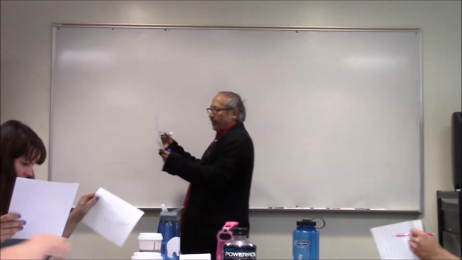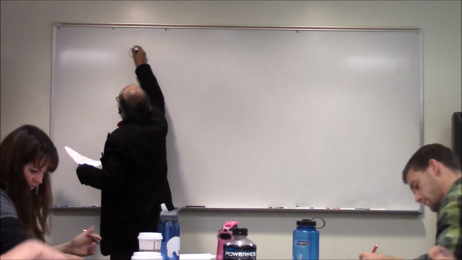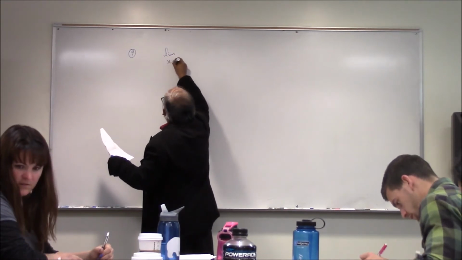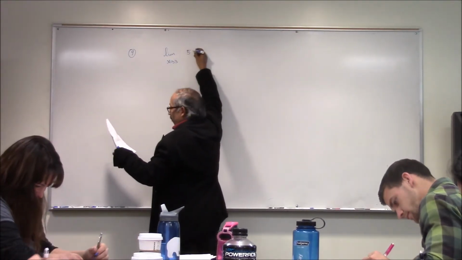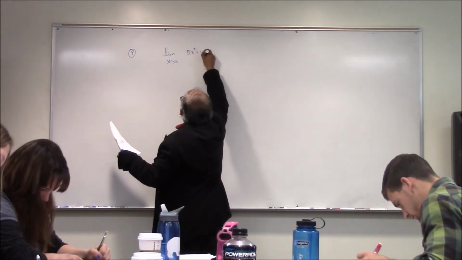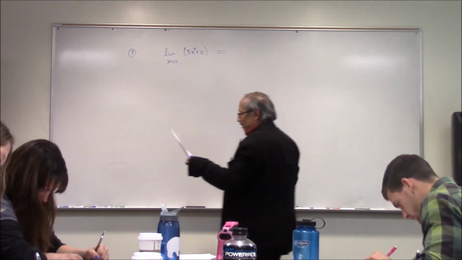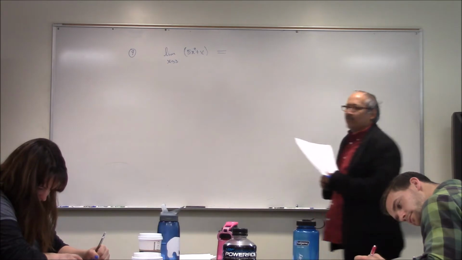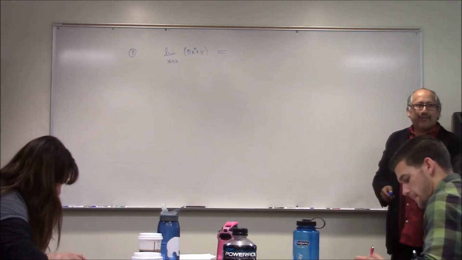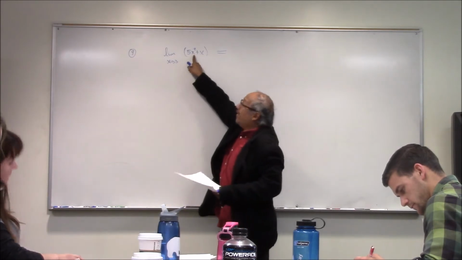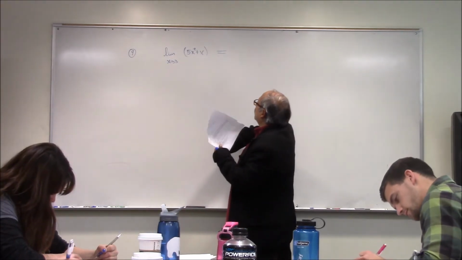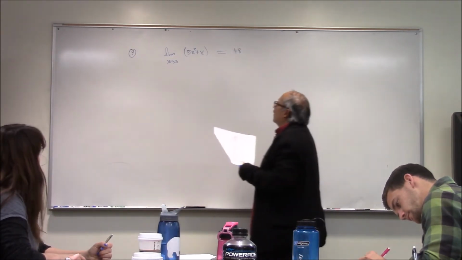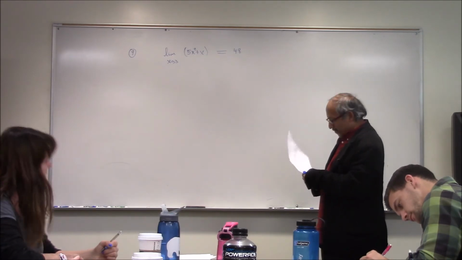We have done this over and over. Let's just do it. Part A: compute the limit as x approaches 3 of 5x squared plus x. Compute it. What is the answer? 10? I don't think so. 48. Look, 3 squared times 5 plus 3, that's 9 times 5 plus 3, which is 48. I know how to compute, guys.